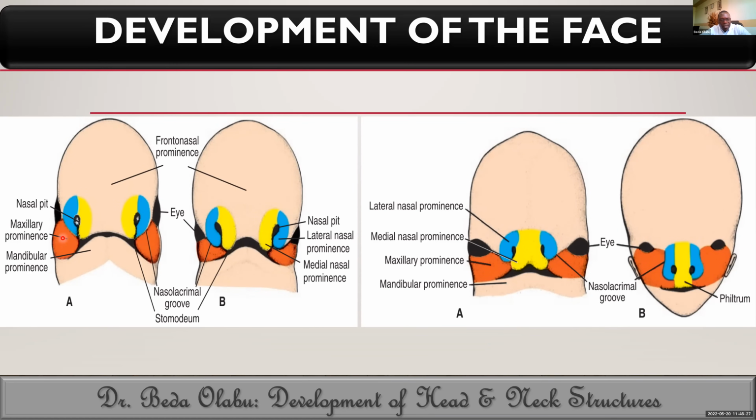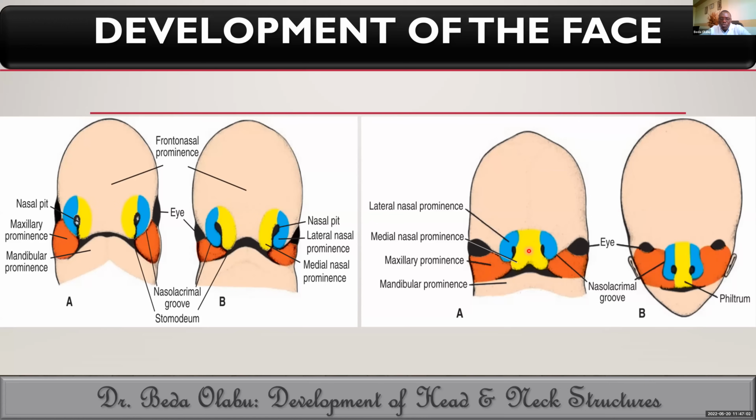The other color there is a maxillary prominence. Originally, as we can see, the maxillary prominences are not fused. And so the gap between them is the stomodium, the future mouth. These maxillary prominences grow medially. The medial growth of the maxillary prominences pushes the medial nasal prominences towards each other. And so in the third image, you see the medial nasal prominences have fused.